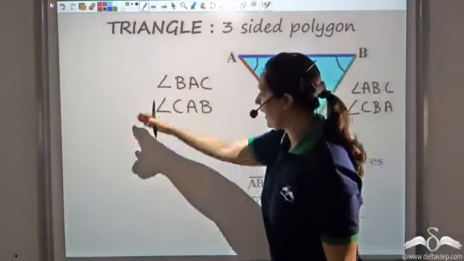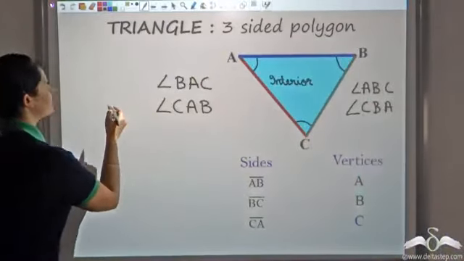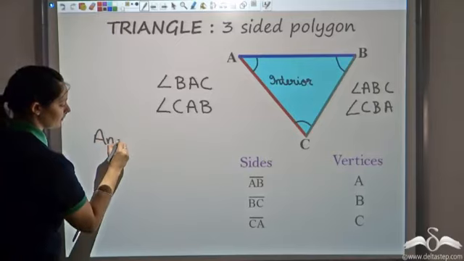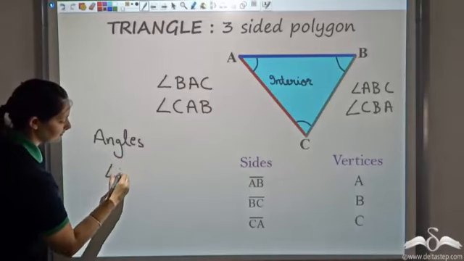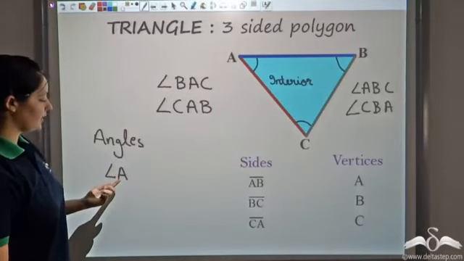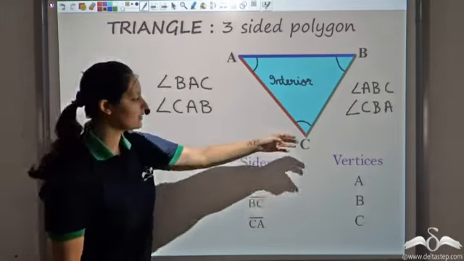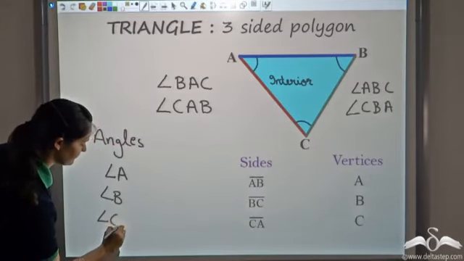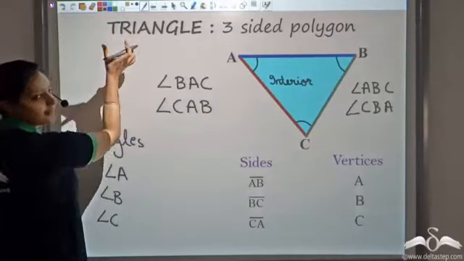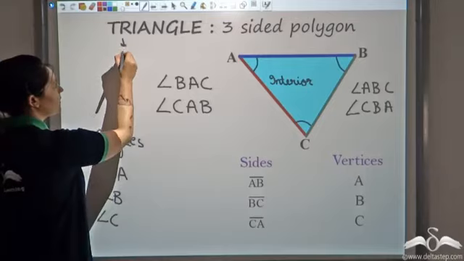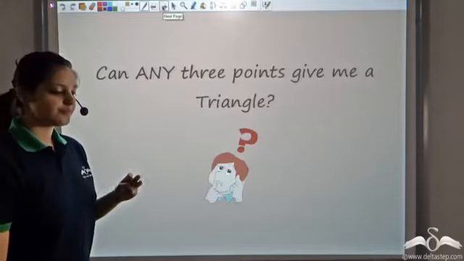So rather than writing angle BAC, CAB, angle ABC, let's see the easier way. For the three angles, I call this angle A, since this is the vertex where the angle is formed. That would be angle B. And similarly, this would be angle C. So I have three vertices, three sides and three angles. Look here, triangle. The word itself says tri is three and angles. So three angles.